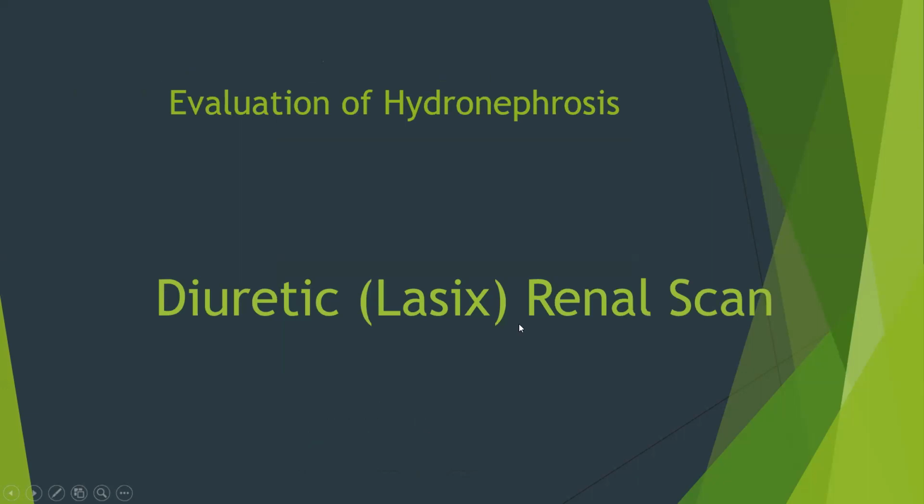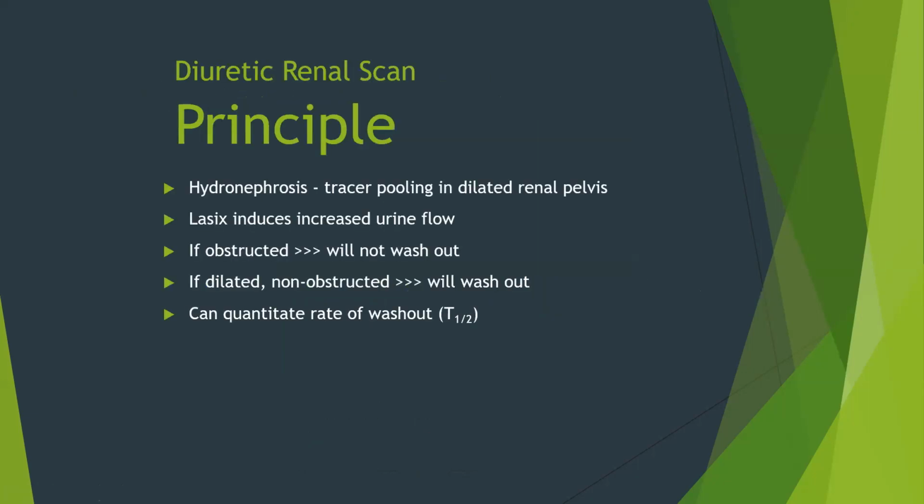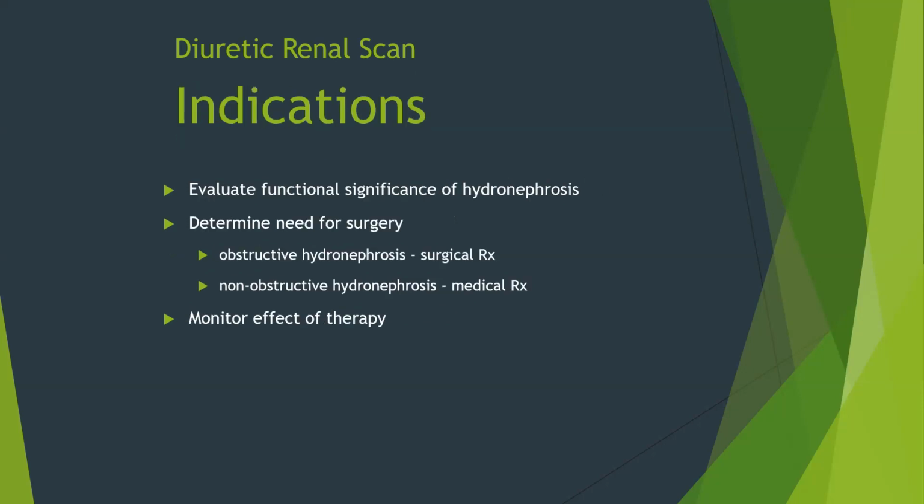So first of all, let us talk about the evaluation of a hydronephrotic kidney. We do the diuretic or the Lasix renal scan. The basic principle remains that in hydronephrosis, there is tracer pooling in the dilated renal pelvis, and Lasix induces increased urine flow. If the system is obstructed, it will not wash out, and if it is dilated but non-obstructed, it will wash out after Lasix. We can quantify the rate of washout in the form of T-half.